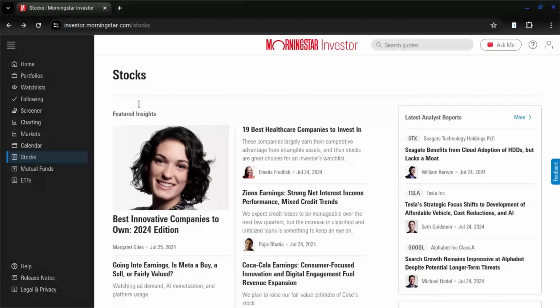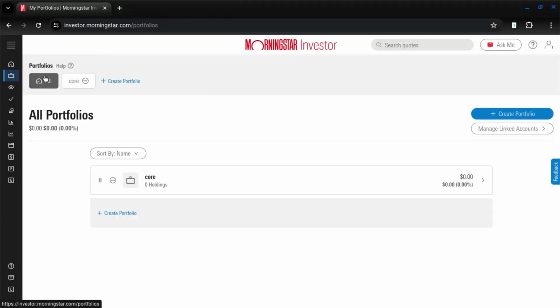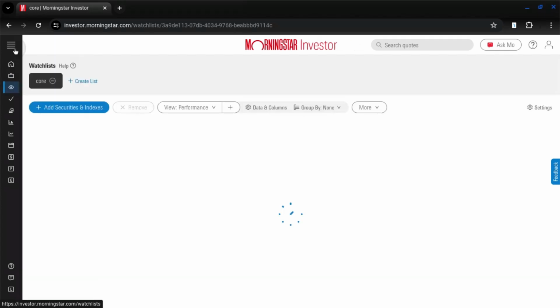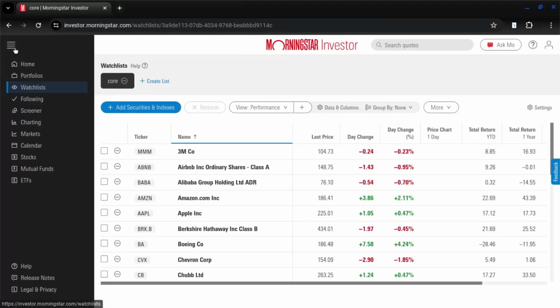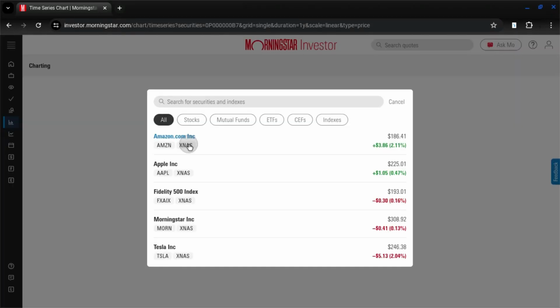So most of the time I use Morningstar Investor for its stock analysis, and occasionally I use its stock screener. Portfolio management tool, I don't use it. I use something else for my portfolio management and tracking. Watch list, I don't use Morningstar Investor's watch list. I use my broker's platform to keep a watch list of stocks that I'm interested in.